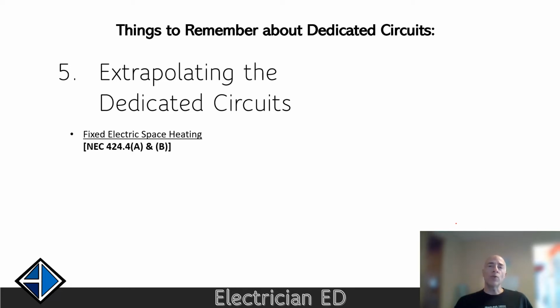Anyway, you can put 2 or more fixed space heatings on a shared circuit. That's okay by the NEC, providing these special rules are taken into consideration. The branch circuit cannot be more than 30 amps for any fixed space heating equipment.